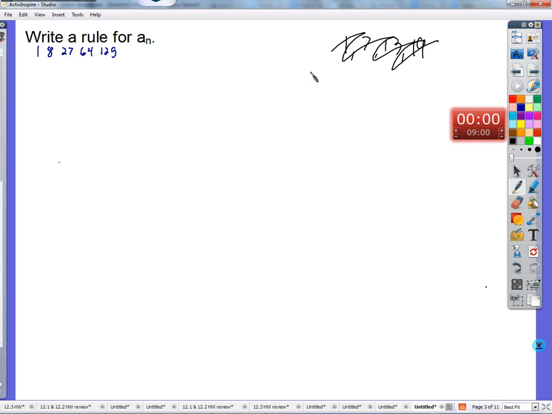Okay. So what we need to do is figure out a way to say that for the first term, this being 1, how can I take 1, put it in a formula, and get 1? And how can I put 2 in a formula and get 8? 3 in a formula and get 27? 4 in a formula and get 64? 5 in a formula and get 125? Yes. Cubing.